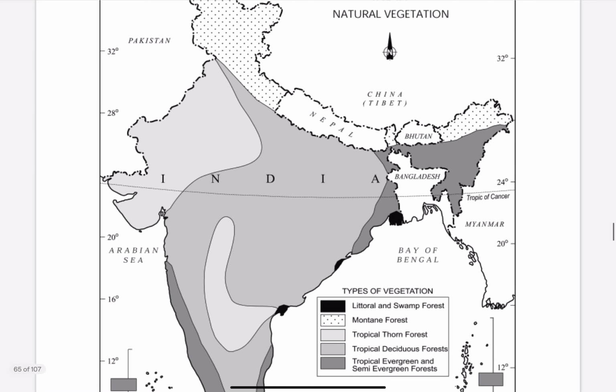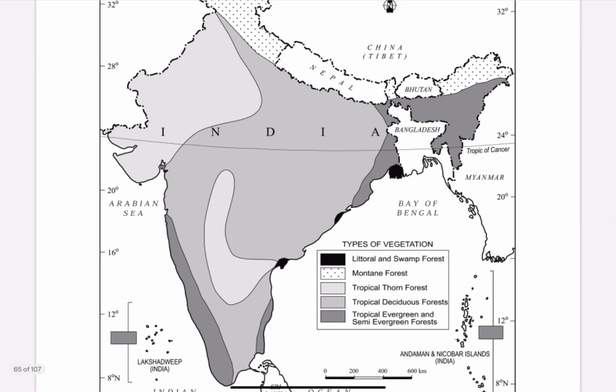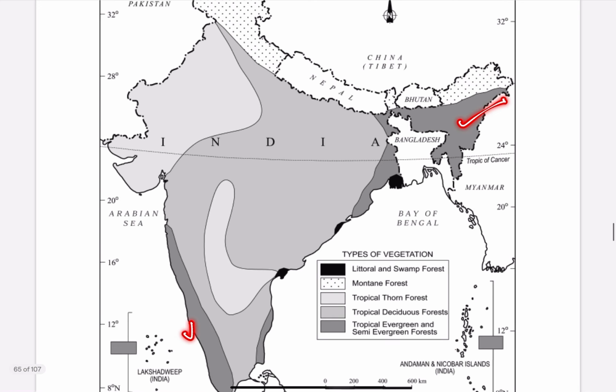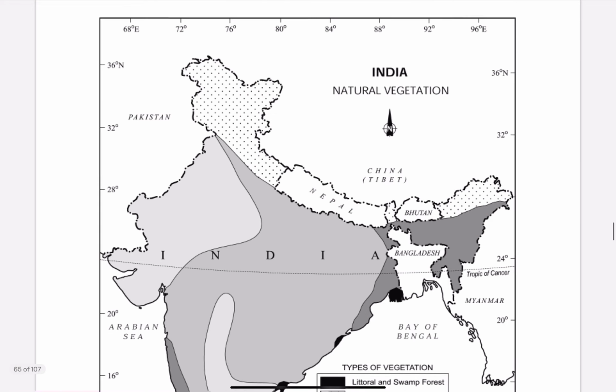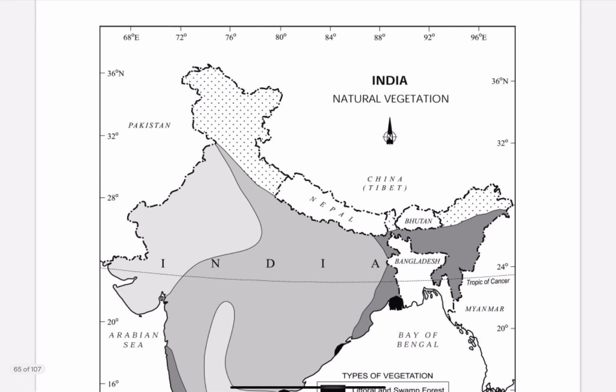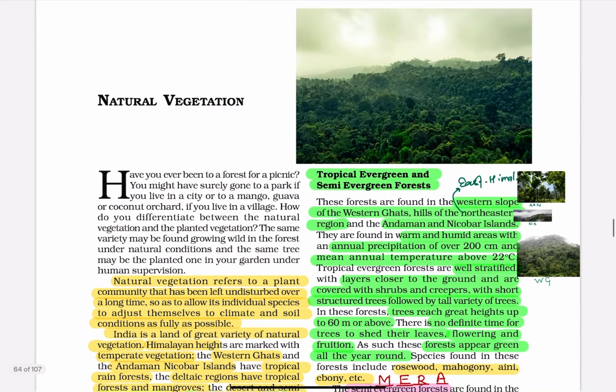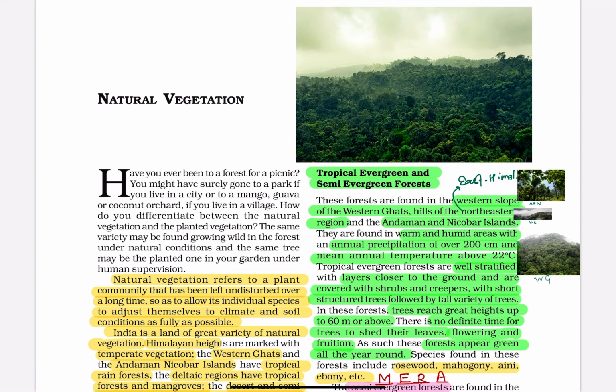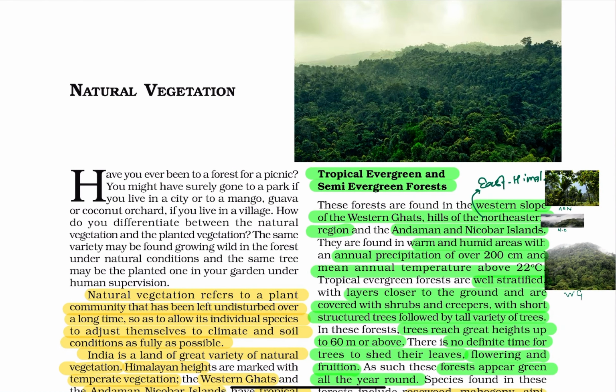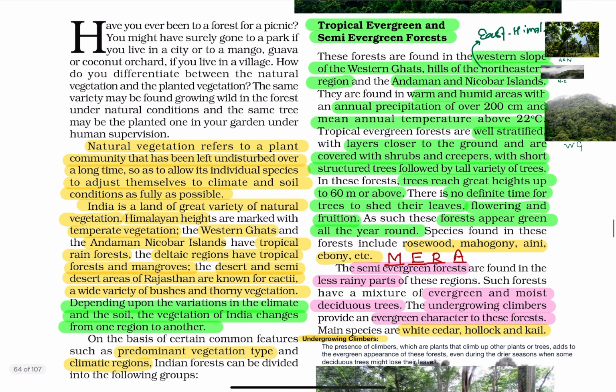So as you can see here, there are different types of forest. Here you'll find some other type of forest in the northeast area. In the Western Ghats you'll find some other forest. In the central part you'll find some other forest. In the north and northwest you'll find some other kind of forest. So all this depends on the geography of that place and on the climate of that place. Okay, so this is the basic idea which we need to have.